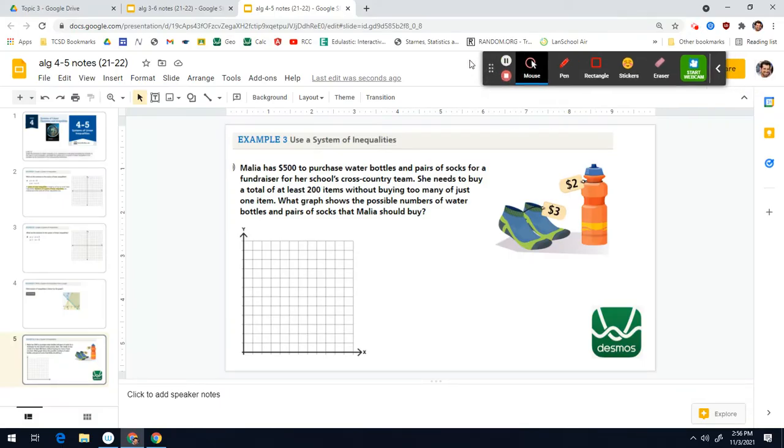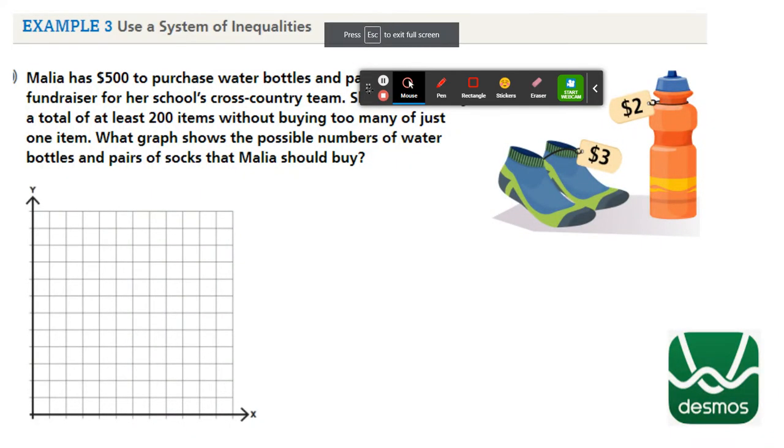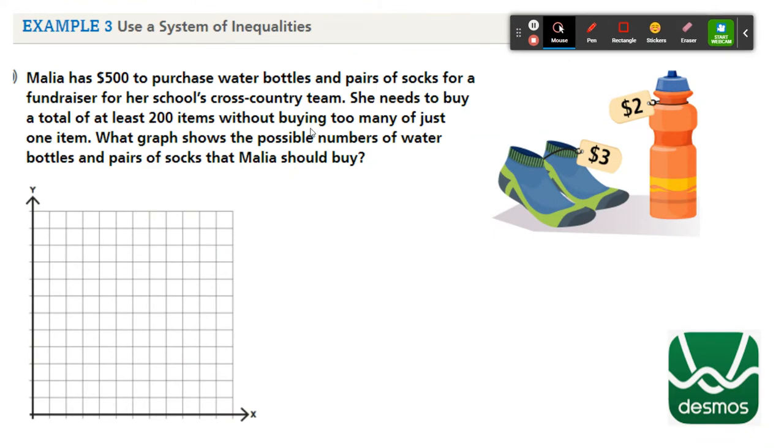All right, great. So we are going to use Desmos to graph this for us. It's a word problem. However, we do need to set up the equations or the inequalities for this problem. So it says that she has $500 to purchase, right? So this is money, and so is this and this, right? And then she has a total number of items she can buy, at least 200 items.